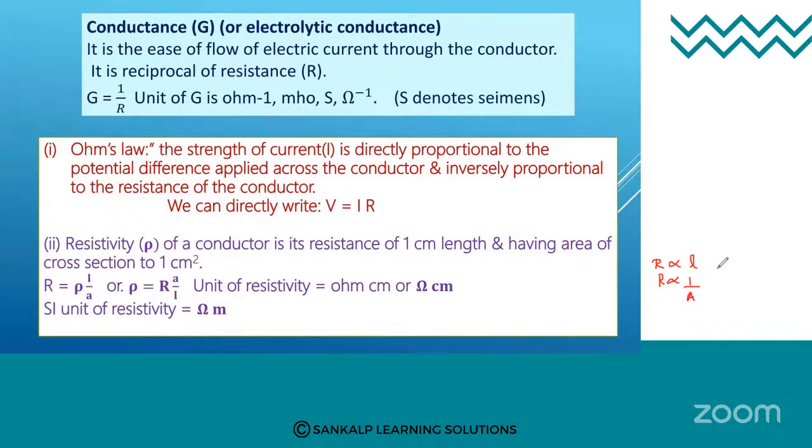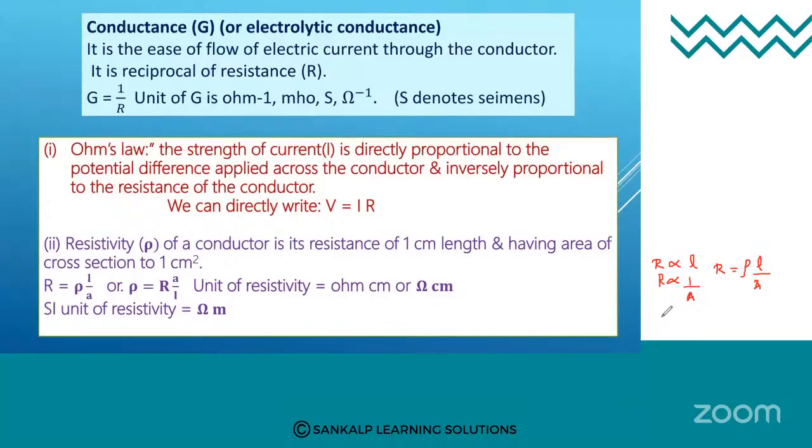Both the equations, if you write, you will write it as: remove the proportionality sign, introduce a constant, and the constant is rho L by A. This is my resistance, and the constant rho is called what? It is called resistivity.